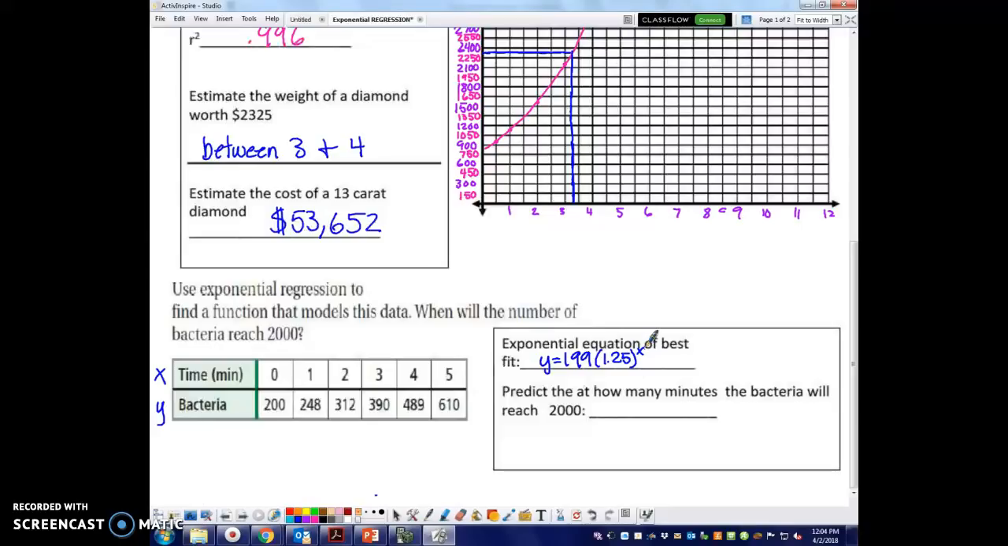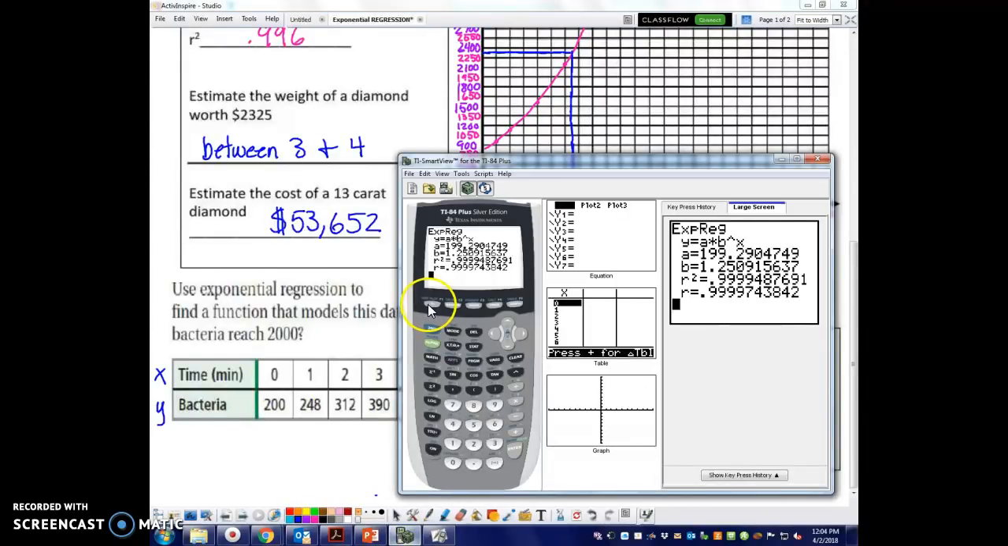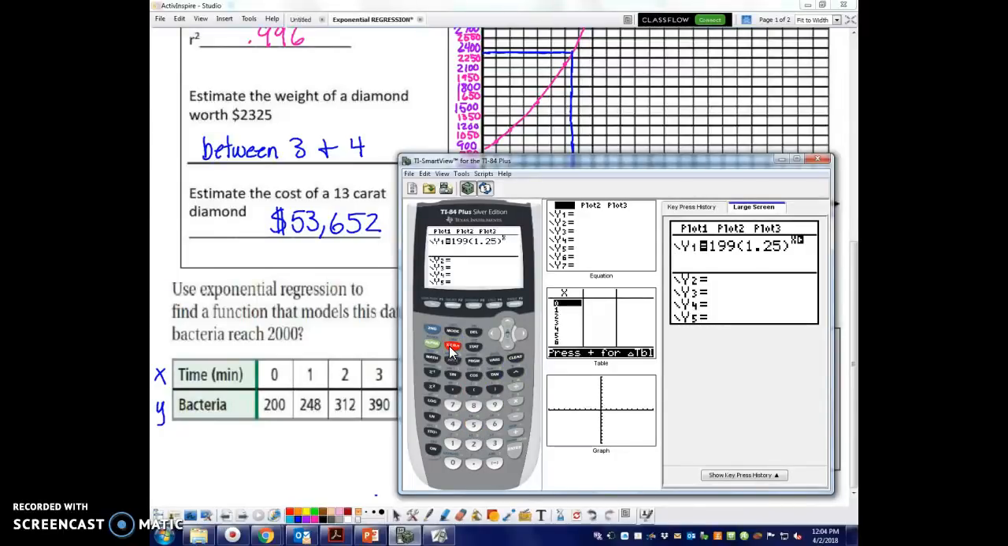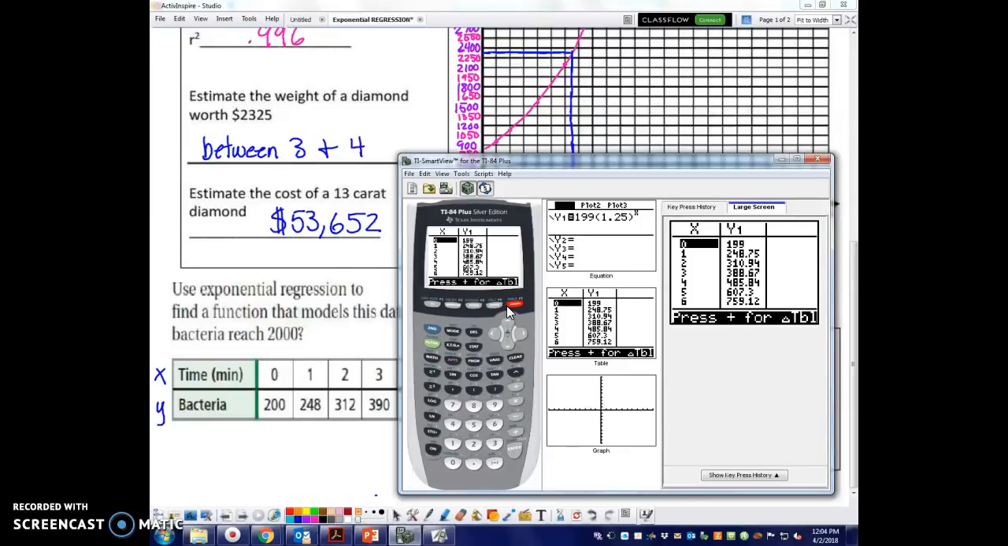So predict how many minutes it takes for the bacteria to reach 2,000. So what's our x to reach 2,000? Let's try typing this into y equals and see how that works. So 199 times 1.25 to the power of x. Let's go to our table. We're trying to see when y is 2,000. So let's scroll down.